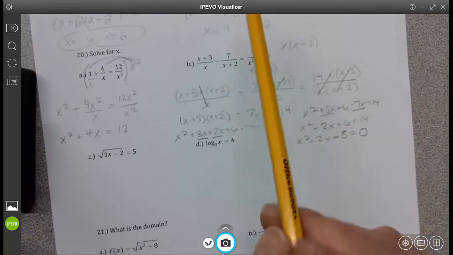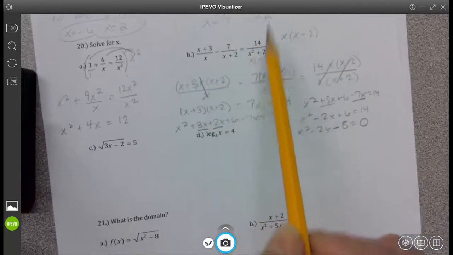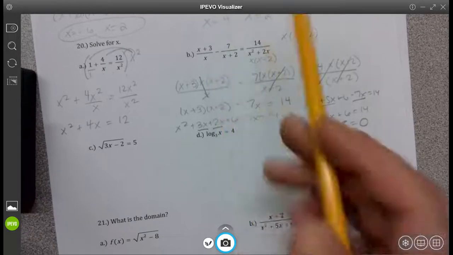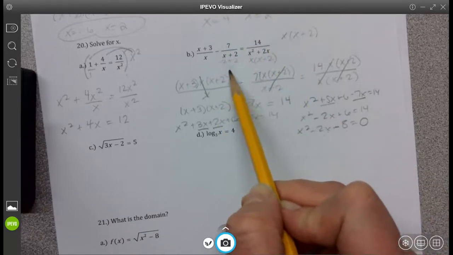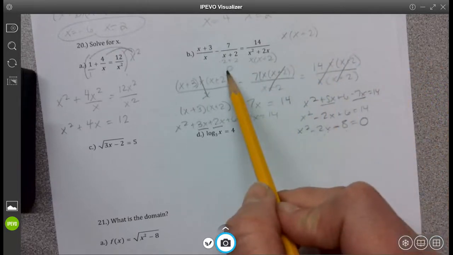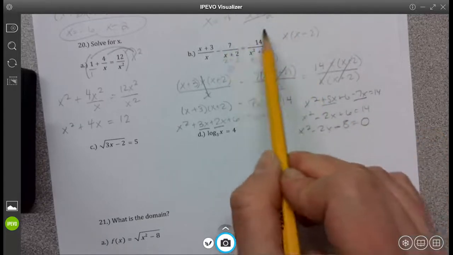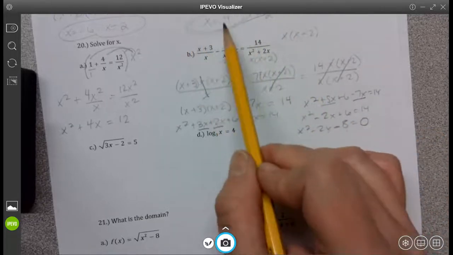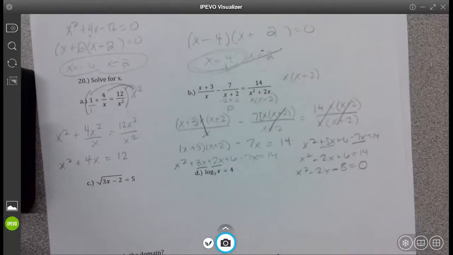Now, they should work, but if I put 4 as a denominator here, nothing bad's going to happen. If I put negative 2 as a denominator here, what happens? 0. It doesn't work. So this is an extraneous solution. Be careful, this one might trick you on your test. Okay. All right, negative 2 won't work because it'll make your denominator 0.